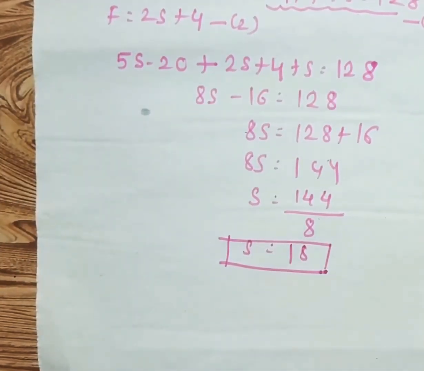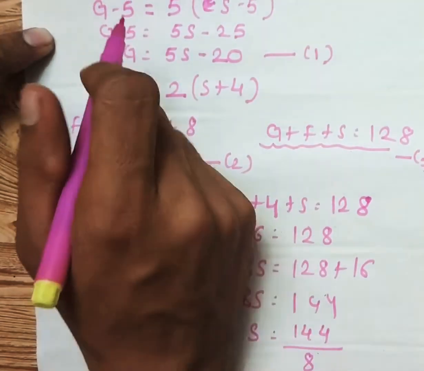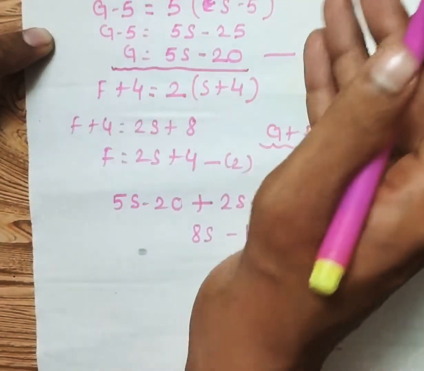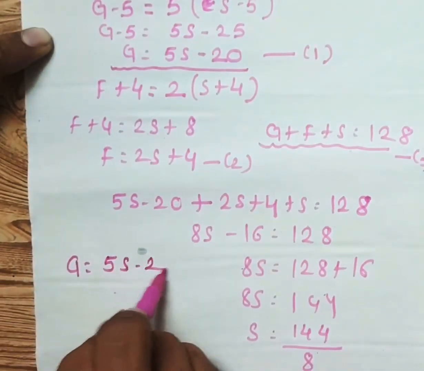But we have to find the present age of the grandfather also, and the present age of the father also. For the grandfather, we got the equation G is equal to 5S minus 20.